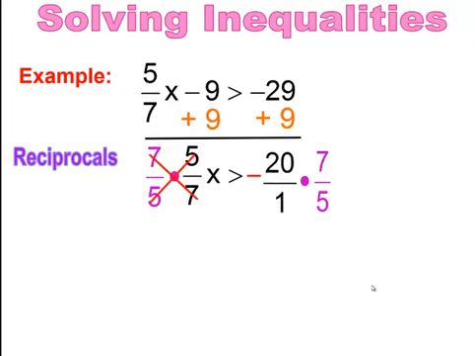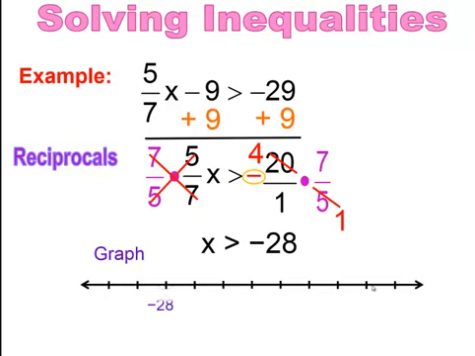So we end up getting x here, and be careful, you want to make sure you don't lose that negative sign. x is greater than -28. The inequality symbol stays in the same direction because I'm not multiplying or dividing by a negative to solve. So this would be my solution. I end up having an open circle at -28, and now I'm shading to the right because it's greater than.